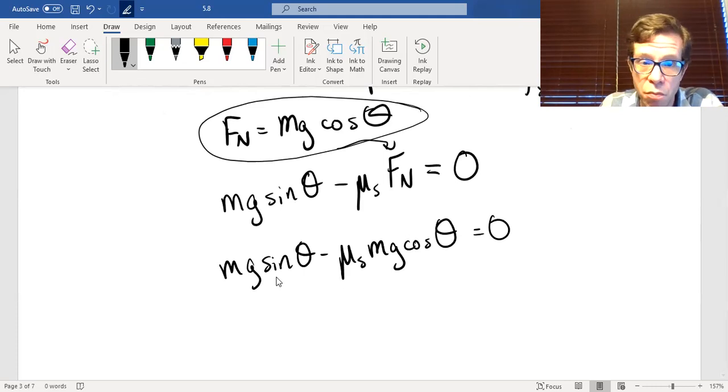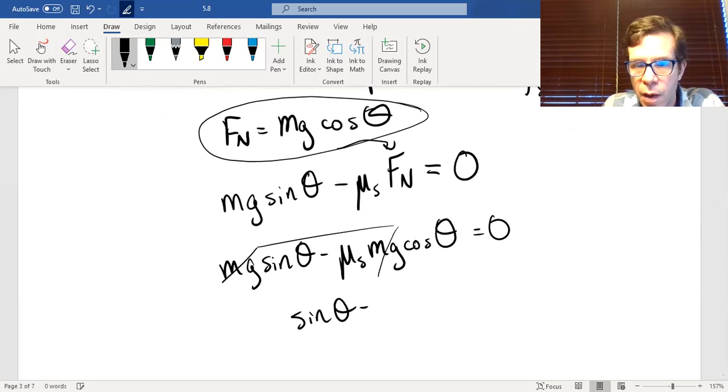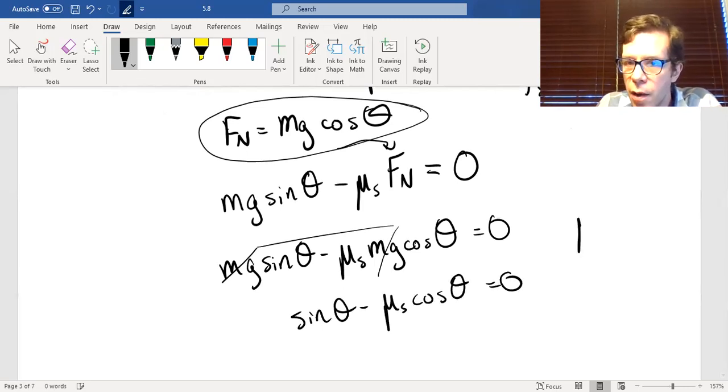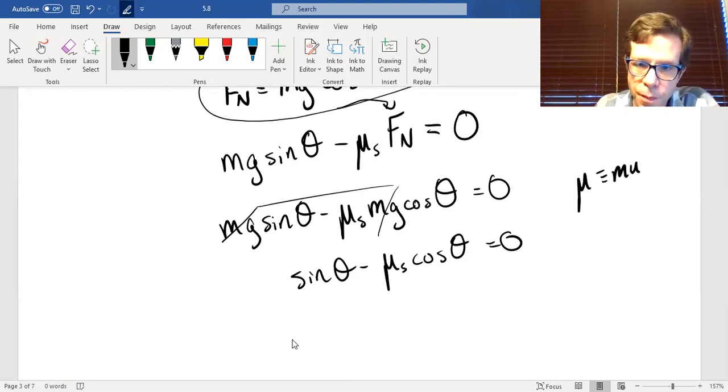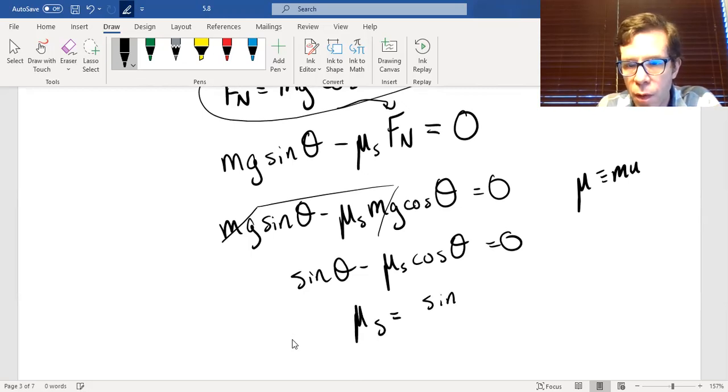Divide by mg. Sine theta minus mu cosine theta equals 0. Yeah, this is mu, if anybody doesn't know all their Greek letters. If we bring this to the other side and we divide, we get that mu is equal to sine theta divided by cosine theta, which is just tangent theta.